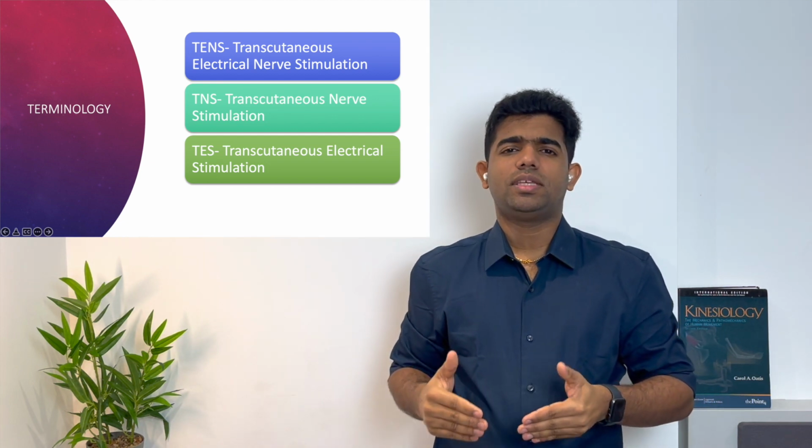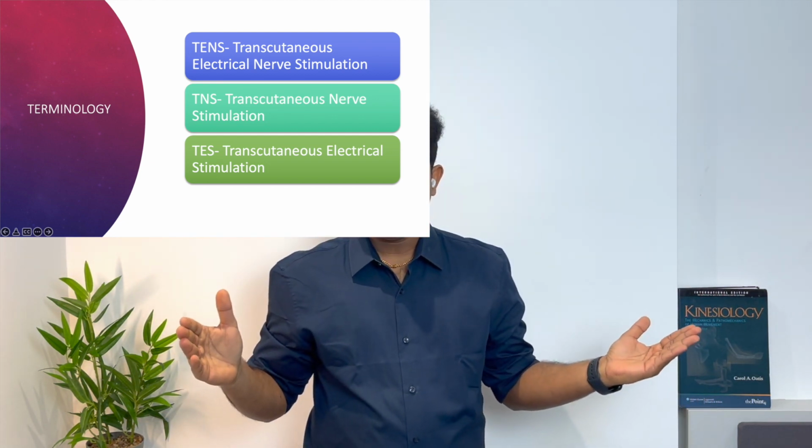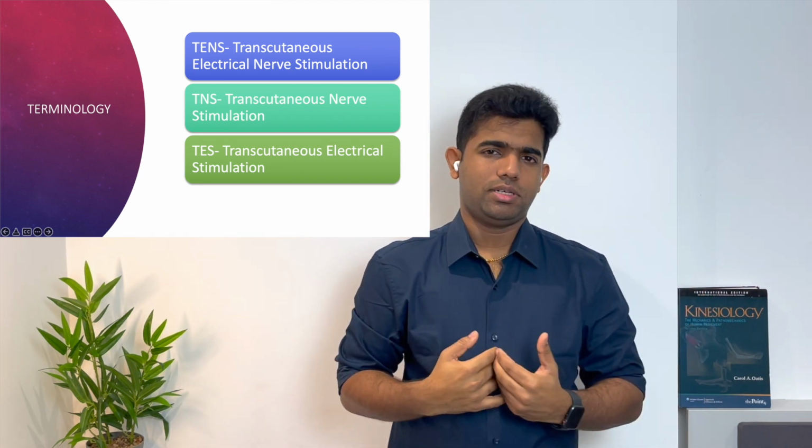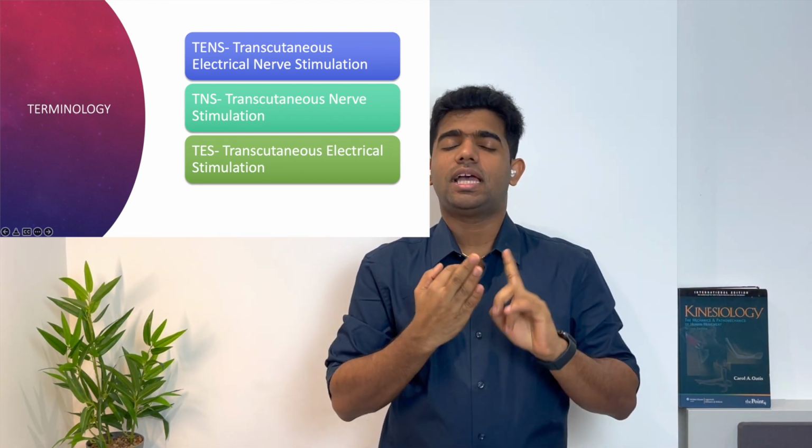Now let's see different terminologies associated with TENS. It's not very important, but in a few examinations, like a competitive exam, they might ask different terminologies of TENS. TENS stands for Transcutaneous Electrical Nerve Stimulation. It is also known as TES, Transcutaneous Electrical Stimulation, or TNS, Transcutaneous Nerve Stimulation. All these different terminologies denote the same thing, that is, transcutaneous electrical nerve stimulation. So they can alternatively ask any of those terminologies: TENS, TES, or TNS.